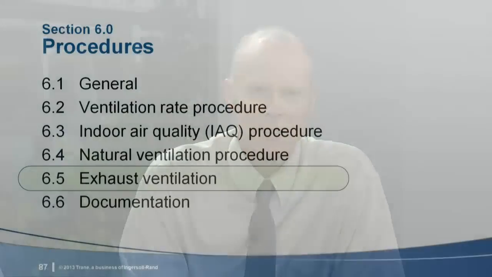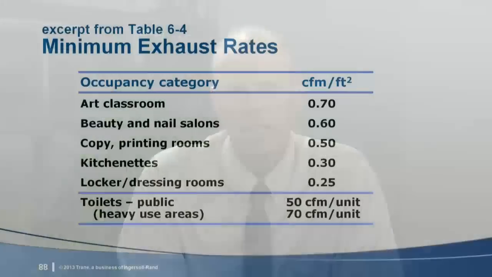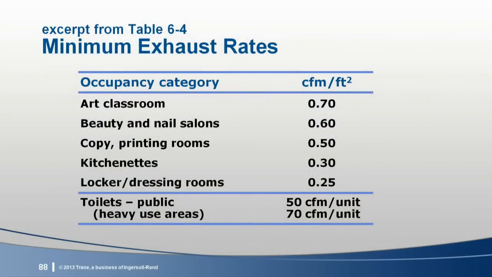Paul? Through a recent addendum, the exhaust airflow requirements were moved to a separate section, Section 6.5, since they apply regardless of the design procedure used. This is clarified in Section 6.1, which states that the exhaust requirements must be met regardless of whether the ventilation rate, IAQ, or natural ventilation procedure is used. This section contains a table that includes minimum exhaust rates for space types where specified contaminants are generated. Here's an excerpt from that table.